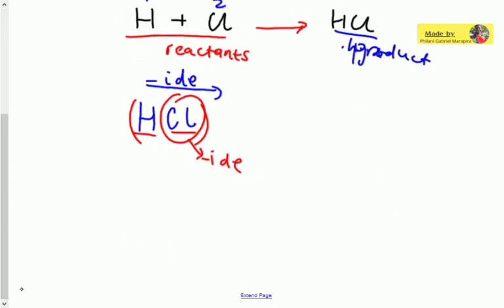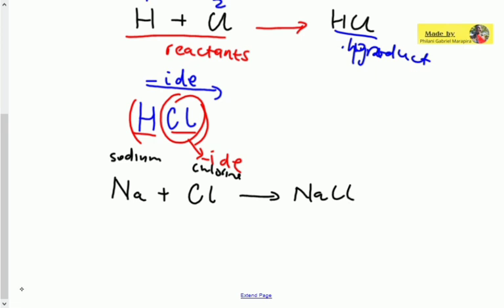Let's take another example for more clarification. If you have sodium plus chlorine, these react to form sodium chloride. Why is it ide? Just because we have a total of 2 reactants, or 2 elements, reacting with each other to form sodium chloride. The presence of 2 reactants forms a compound with an ide at the end.